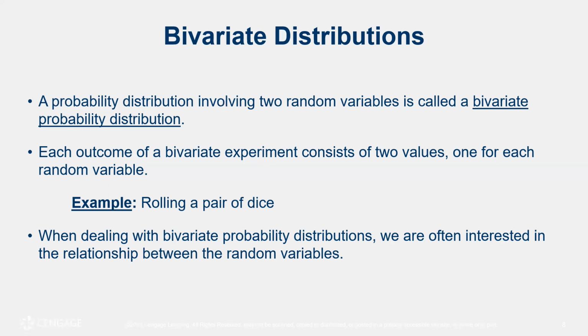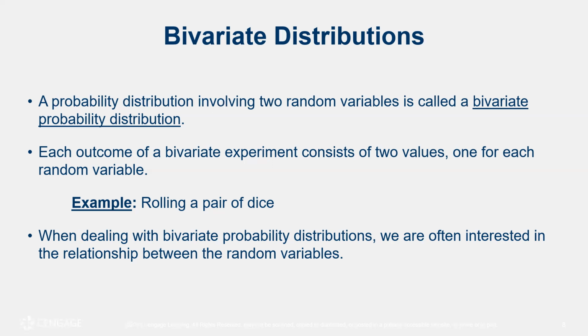So each outcome of a bivariate experiment consists of two values, one for each random variable. For example, rolling a pair of dice, right? So now we could have 1 and 1, we could have 1 and 2, 1 and 3, 1 and 4, 1 and 5, 1 and 6, 2 and 1, 2 and 2, etc. There's two variables. Unless someone said, well, what's the total amount you get from rolling two dice? Then that'll be one variable. You could get 2, 2 and 1 is 3, etc.